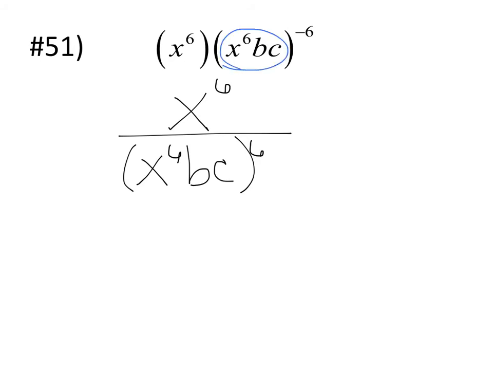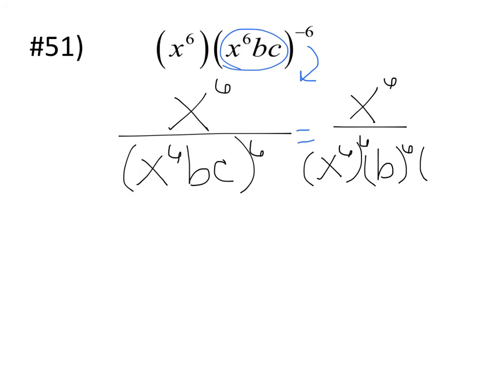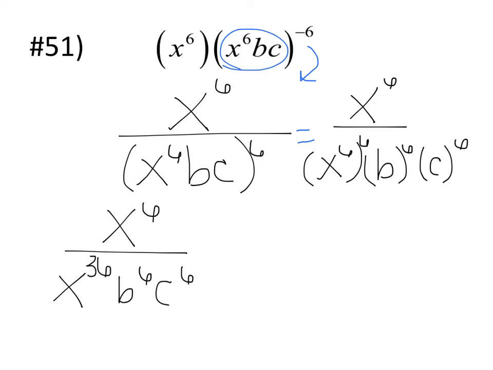We just dropped all of this like it was hot. Okay? But now I just need to make sure that everything down here gets raised to the 6th power. So I've got x to the 6th over x to the 6th to the 6th. And then I've got b to the 6th. And then I've got c to the 6th. If you take a power to a power, you multiply the exponents. So I have x to the 6th over x to the 36th, b to the 6th, c to the 6th.